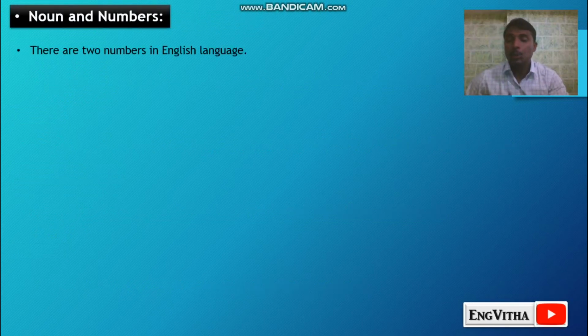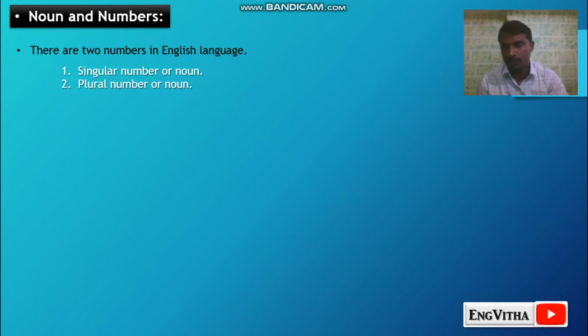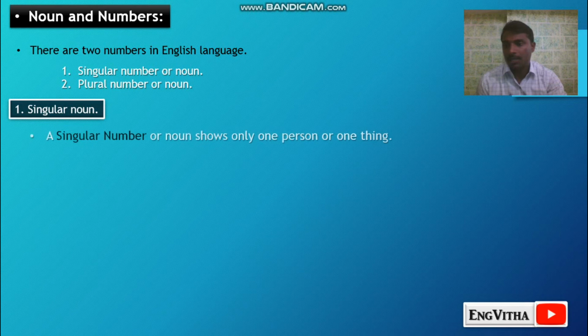There are two numbers in the English language. They are singular number or noun, and secondly plural number or noun. Firstly, we will find out what a singular noun is, and we can also call it singular number. A singular number or noun shows only one person or one thing.